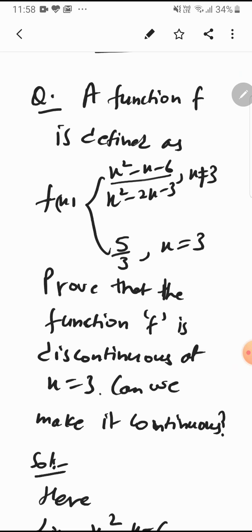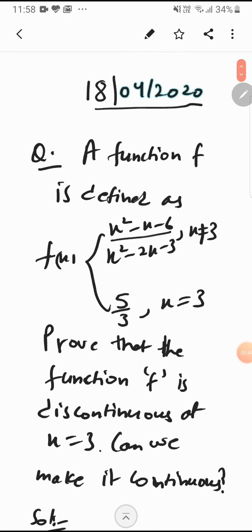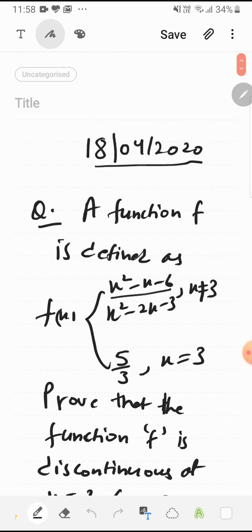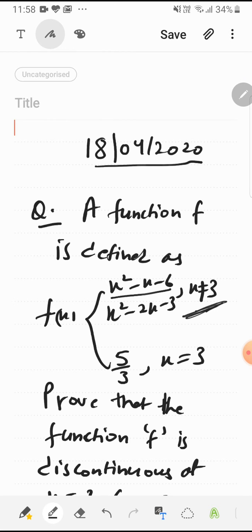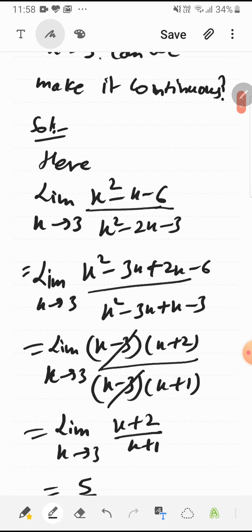So let us start. In the solution, as the function is not changing its definition before and after x is equal to 3, we can avoid left hand limit and right hand limit. We can take straight away the limit of the function as x approaches 3, and we can use middle term splitting in the numerator and denominator as a method of factorization. So the common factor x minus 3 is cancelled out, and we are left with limit x approaches 3, (x plus 2) upon (x plus 1).